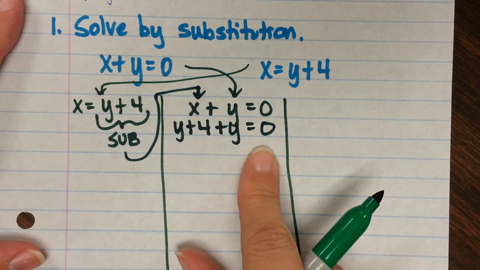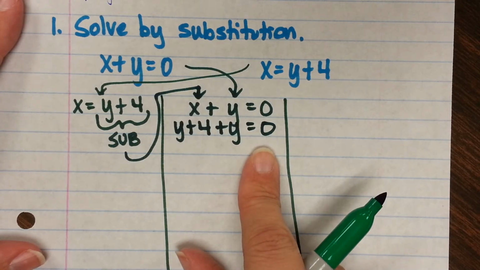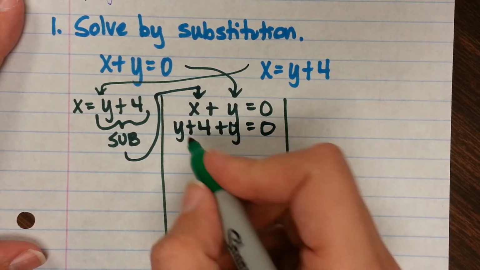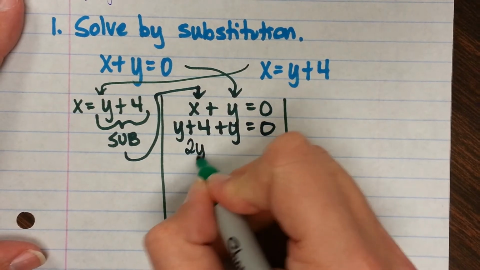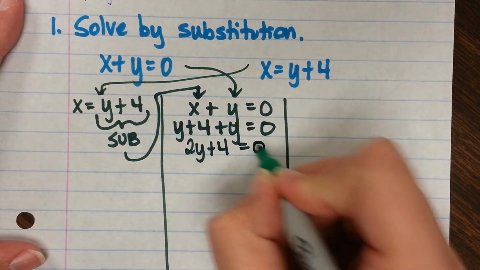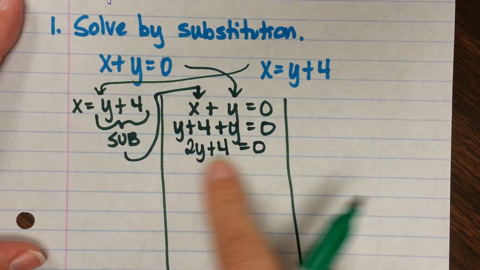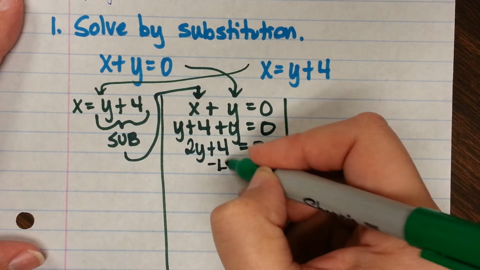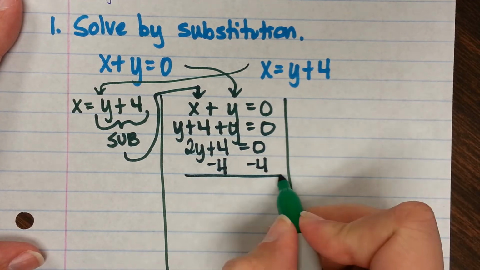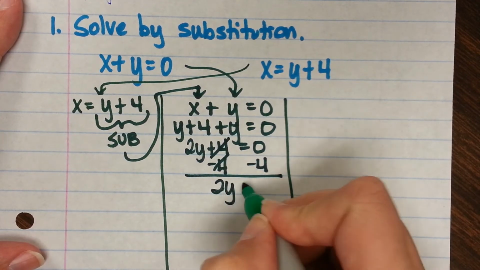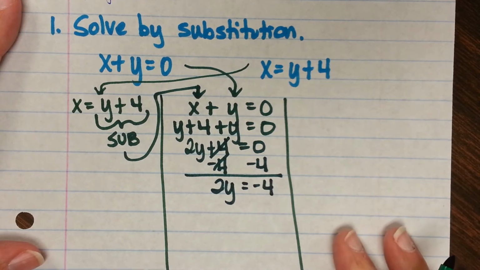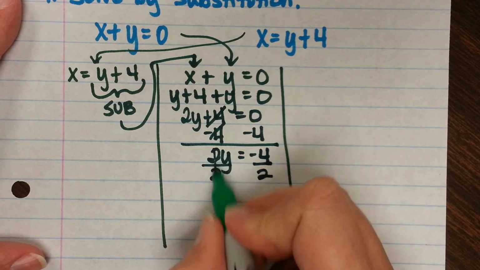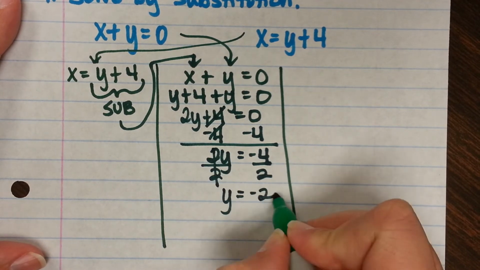Now I go through using my solving equations flow map rules. So I don't have any parentheses. I do have like terms I can combine. So 1y plus 1y is 2y plus 4, which is equal to 0. I don't have variables on both sides. I do have a plus 4, so I'm going to subtract 4 from both sides. So I have 2y equals negative 4. And then I'm going to divide both sides by 2 to get rid of the multiply by 2. So I have y equals negative 2.